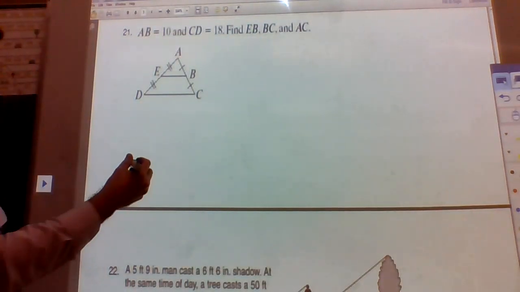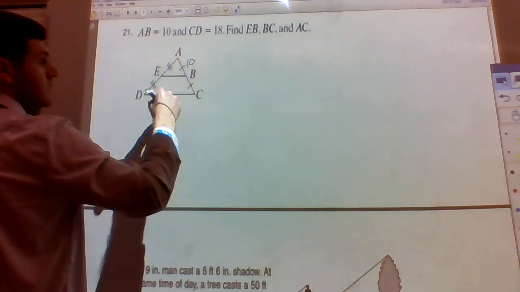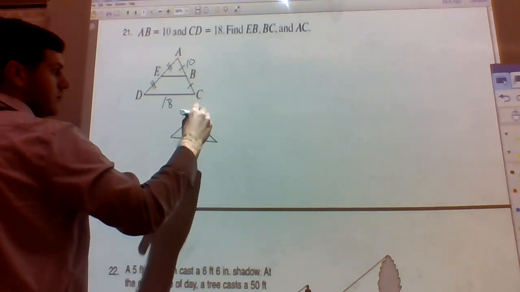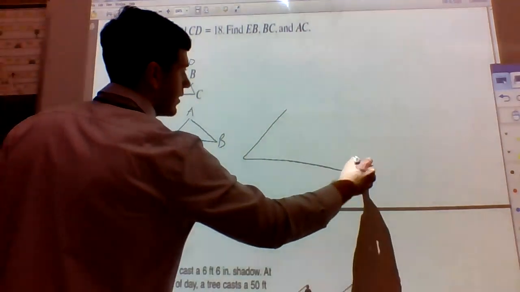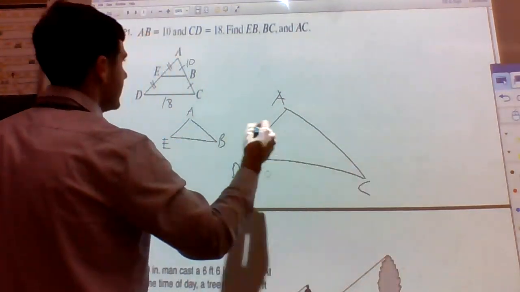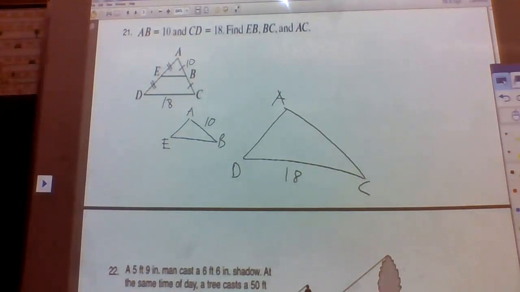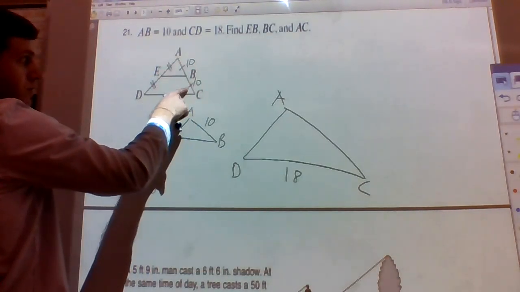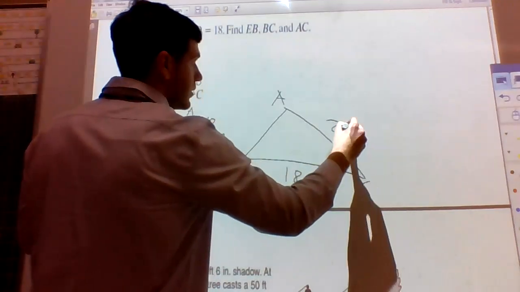Okay. So AB is 10 and CD is 18. So let's draw out our small triangle. I've got to draw it first. We have ABE, and then we have ADC. Okay, we know AB is 10. We know DC is 18. Okay, BC has to also be 10 because AB is congruent to BC. That means AC, the whole thing, is 20.